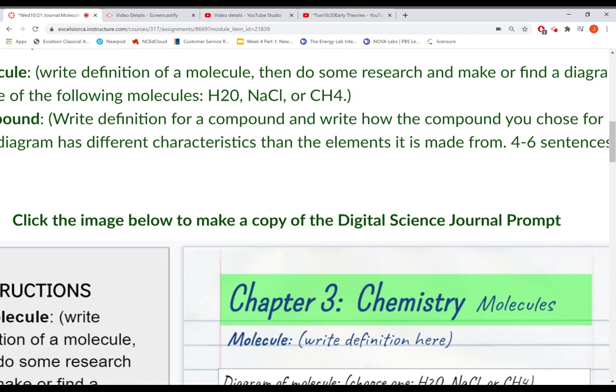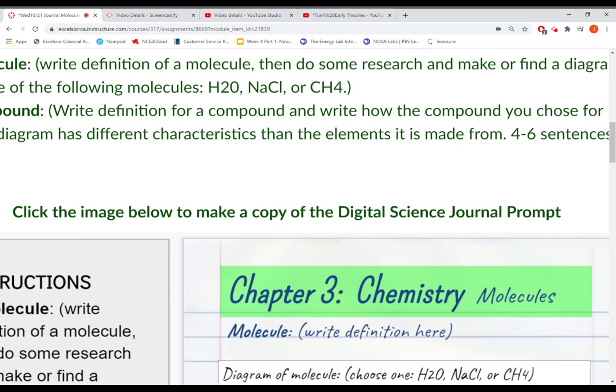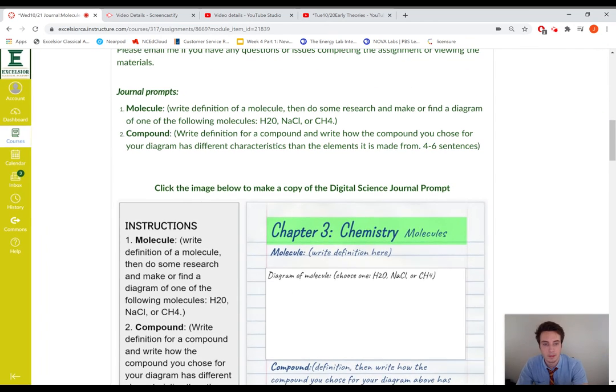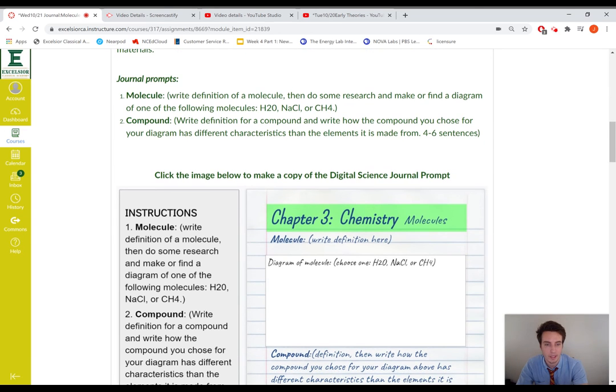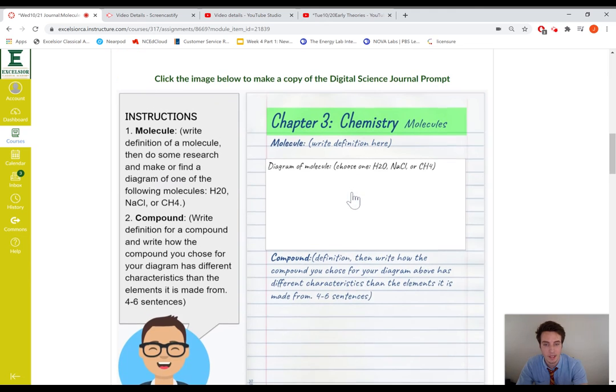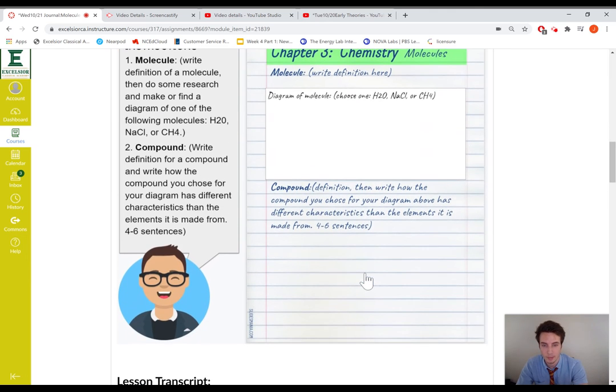NaCl, does sodium act differently than, and chloride act differently than if they were mixed together? I give an example of this actually in the video. And then CH4 is the same. Does carbon and hydrogen have different characteristics than CH4 together? Doing some research, I think you'll find some differences, and I want you to write about those differences in 4 to 6 sentences to finish off the Science Journal prompt.